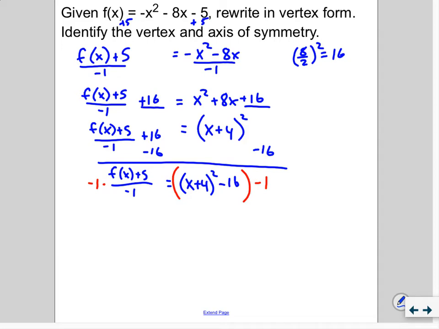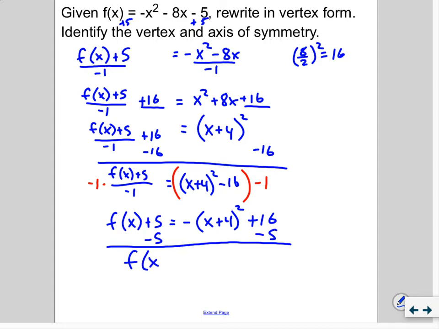It's okay. Watch what's going to happen. It's not too bad. On the left, we get f of x plus 5. On the right side, we're going to get a negative in front of our parentheses, and then -16 times -1 is positive 16. And then we just subtract 5 from both sides. And here is our vertex form: the negation of the square of x plus 4, plus 11.